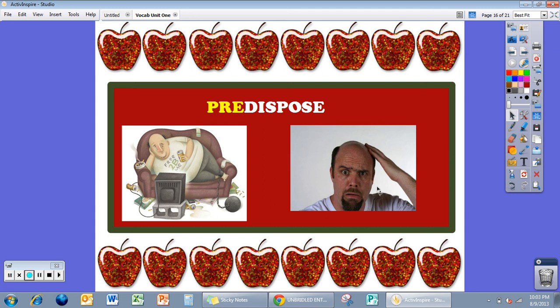Over here on the right, a man may be predisposed to baldness because there's baldness in his family. So that means that no matter what he does, it's possible that he could lose his hair because all the other men in the family have lost their hair.